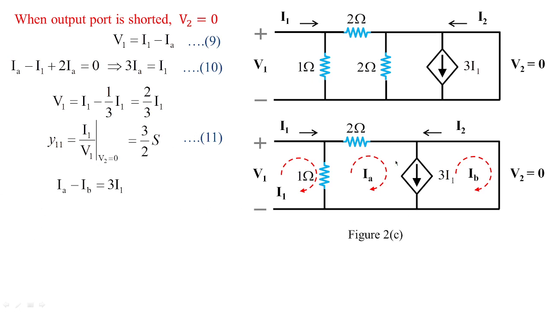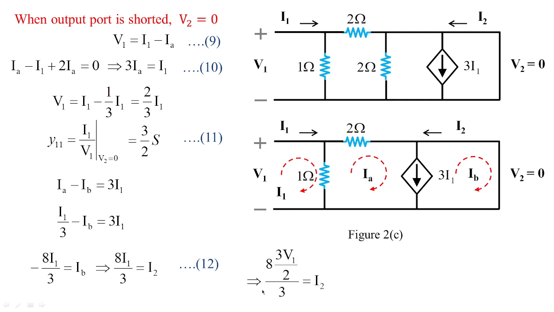Then you have the supermesh equation, that is 3I1 is equivalent to IA minus IB, or IA minus IB equal to 3I1. With this, I am going to substitute the values of IA, which is nothing but I1 by 3, minus IB is equal to 3I1. In fact, IB is framed in terms of I1. But from equation 11, I1 is equal to 3V1 by 2. So with this, 8I1 by 3, because the assumed current and the actual current are in opposite directions. So I2 will be equivalent to 8I1 by 3.